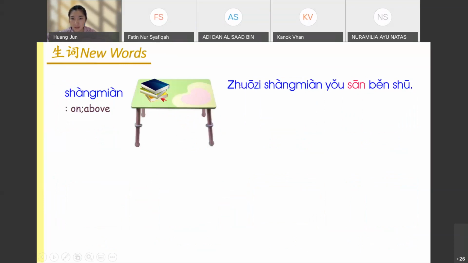So look at the sentence. 桌子上面有3本书. 桌子上面, 桌子 means table, 上面 means on. Then please make sure you remember, when we're talking about on the table, no matter whether you use English or Malay, they all say on the table, with the table last. But in Mandarin it is different. So make sure you don't translate directly. We say 桌子上面, not 上面桌子.